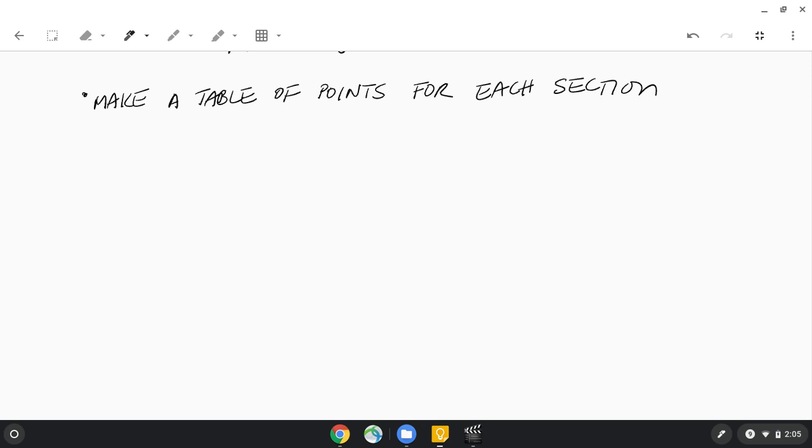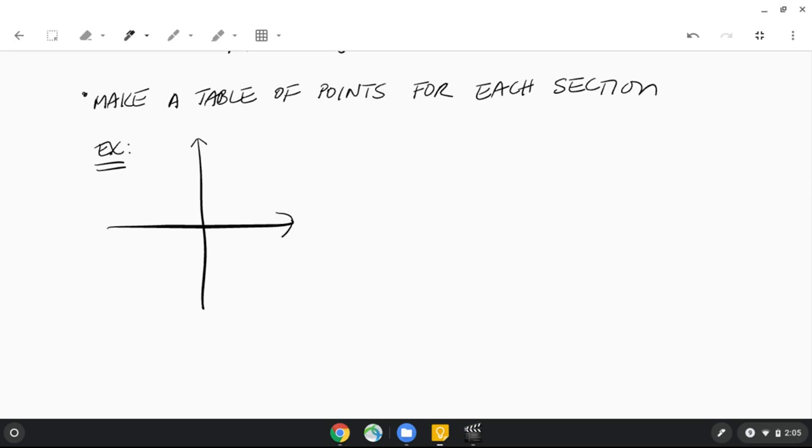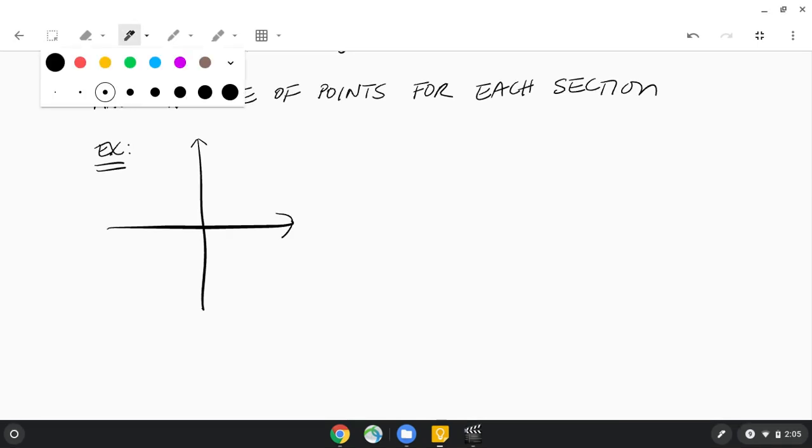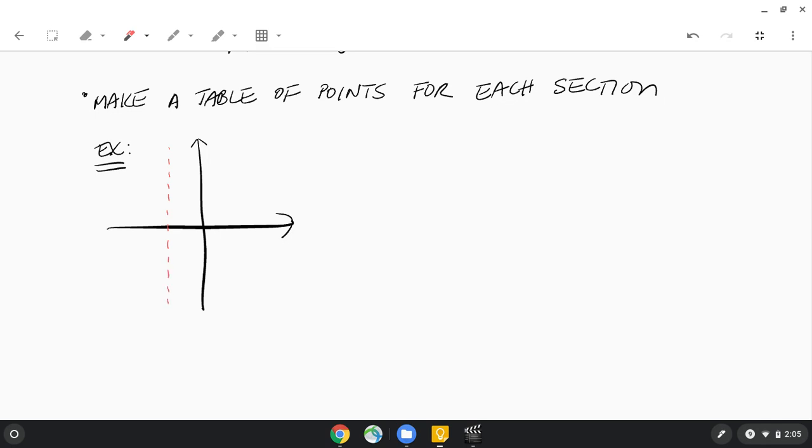you could have, here are just some examples of your asymptote. So maybe you have this here, right? And let me do the asymptotes in red. Okay. And so maybe you have a vertical asymptote over here. And then maybe you have a horizontal asymptote over here. Okay. So that's an example of having a vertical asymptote and a horizontal asymptote.